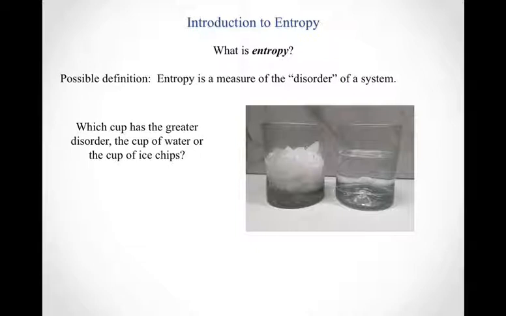A lot of students instinctively, when you answer this question, tend to think, oh, well, the water is more ordered. It looks smooth, right? It's the ice chips that we see the disorder. But of course, entropy is really about thinking about things microscopically. So if I ask the question, which cup has the higher entropy, the answer here is the water. We want to make sure that we understand why the water has higher entropy and how that is or is not related to this concept of disorder.